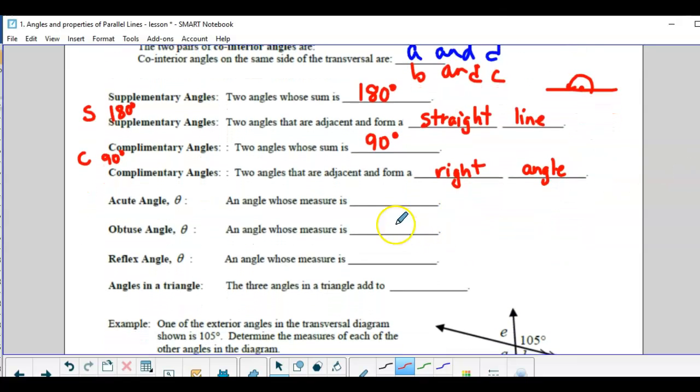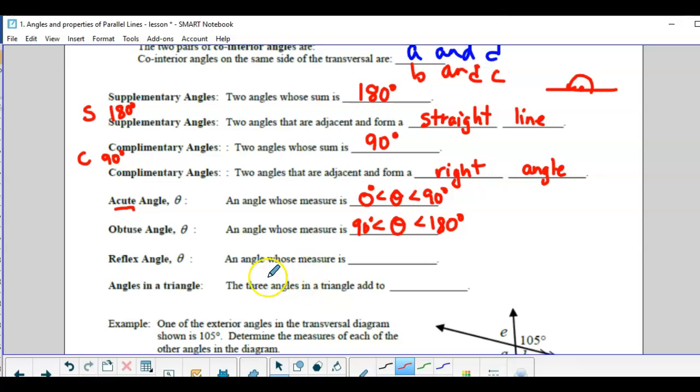Acute angle, remember, is one whose measure is theta, so theta is less than 90 and greater than 0. Think about it as kind of the smallest angle, and it's got the word "cute" in it. If you've got a little puppy or a little baby that's small, you think of them as being cute. Angle is acute. Obtuse, that is an angle that's bigger than 90 but less than 180.